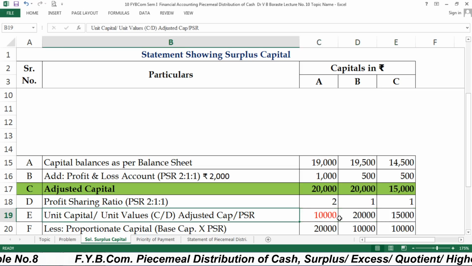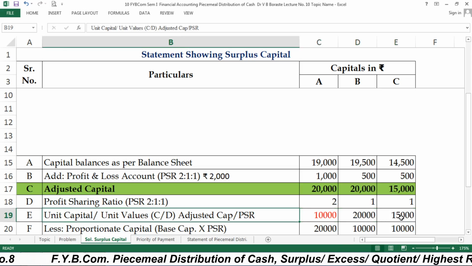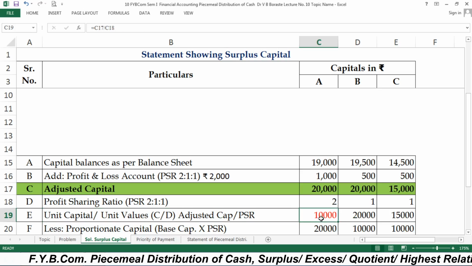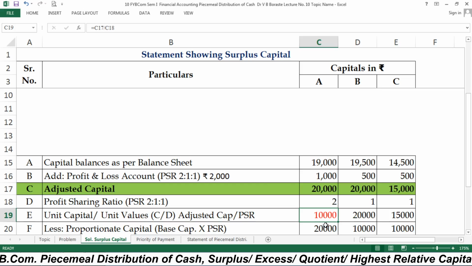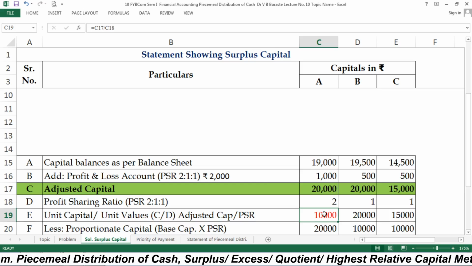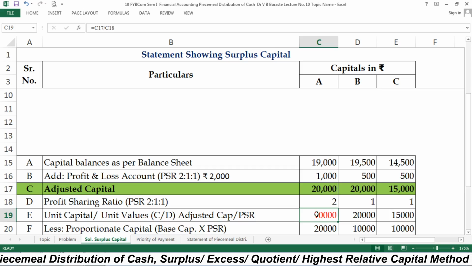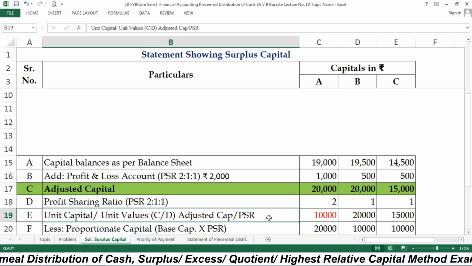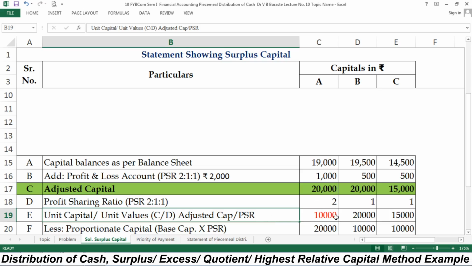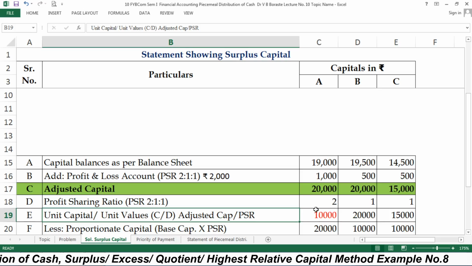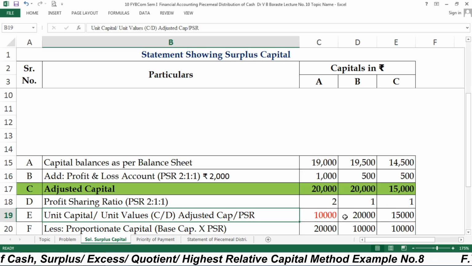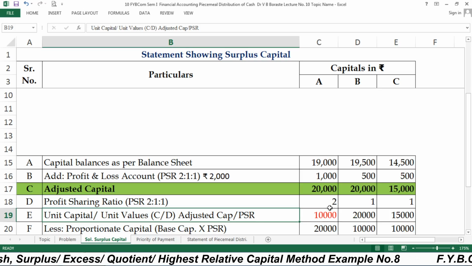Which is the least amount? 10,000, 20,000 or 15,000? Very good. 10,000 is the least amount, that is, the smallest amount. So here you have to consider that amount as the base capital. So while calculating proportionate capital, we have to consider the least amount out of these three partners as the base capital. So here we have 10,000 as the base capital.